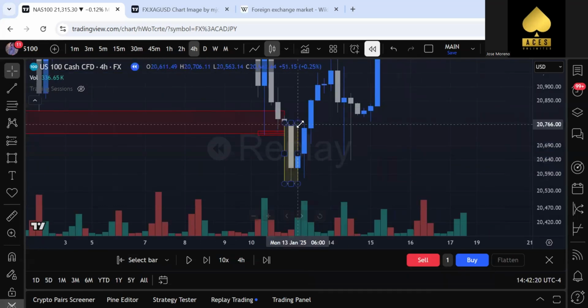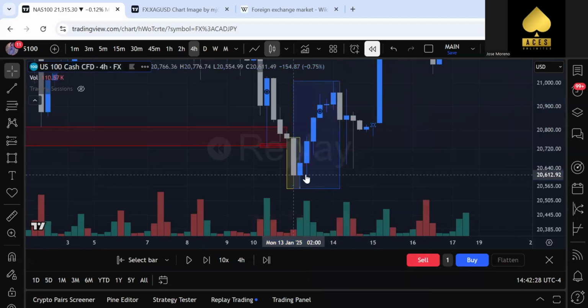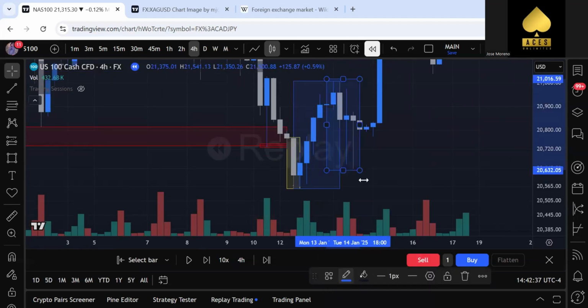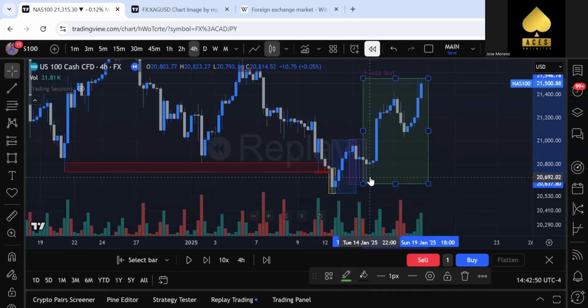So we're going to make our phase 2 yellow. We're going to make our phase 3 blue. We're going to make our phase 4 purple. And we're going to make our phase 5 green.